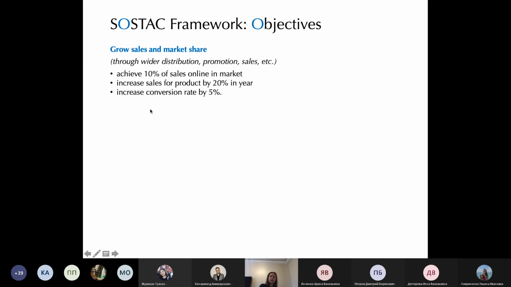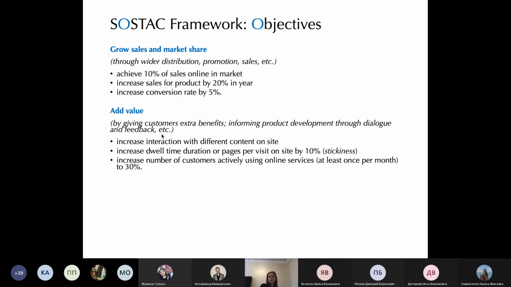So this typical objective for any business, right, to grow sales, to grow market share, can be reached differently, right? It can be reached through focusing on distribution, on promotion, and so on. And then you will think of some specific objectives that will help you to reach the overall goal that you set forward.